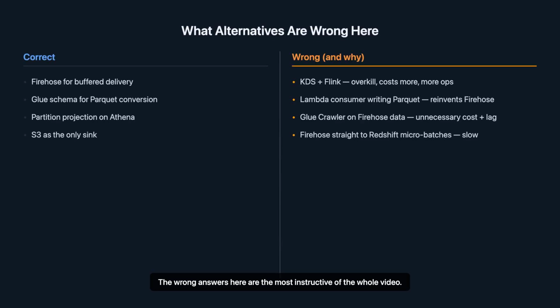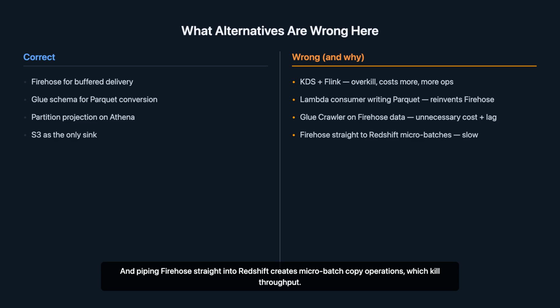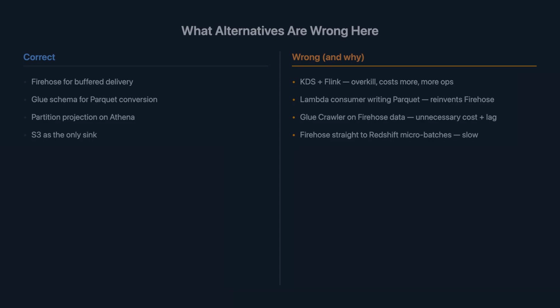The wrong answers here are the most instructive of the whole video. Kinesis Data Streams plus Flink for minute-level analytics is overkill: more cost, more operations, no benefit. A Lambda consumer that writes Parquet to S3 is just reinventing Firehose with worse reliability. Running a Glue crawler over Firehose-delivered data adds cost and latency, when partition projection would do the same job for free. And piping Firehose straight into Redshift creates microbatch copy operations, which kill throughput.